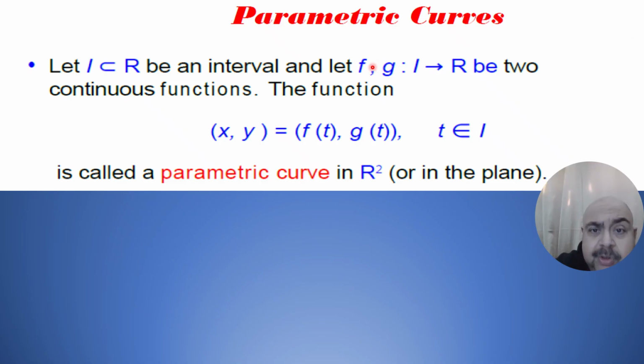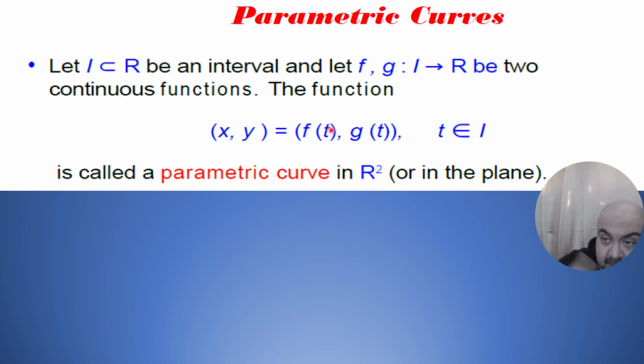Once more, for the parametric curve, let I, a subset of R, be an interval, and let f and g be two continuous functions from I into R. The functions x and y, this is exactly what I was telling you about, are f of t and g of t. So the points x and y are represented by f of t and g of t.